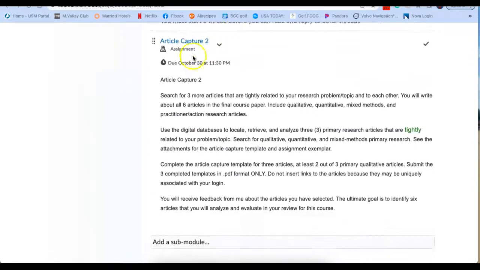I do want to mention, it's not this Sunday but the following Sunday, we have the Article Capture 2 assignment, October 30th, that is due. This is where you will submit 3 additional articles similar to Article Capture 1. Some people submitted 3 excellent primary source documents. Other people had 1 that was acceptable. Some had 2. We'll talk about this later, but you should continue looking for primary source documents or primary research for Article Capture 2.